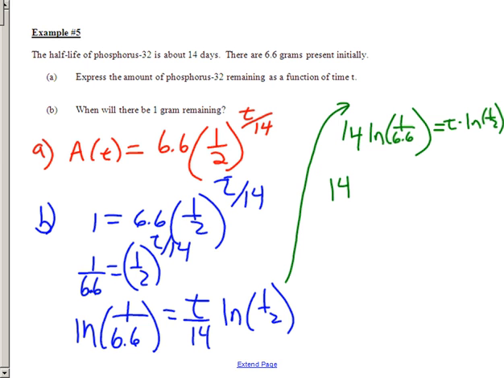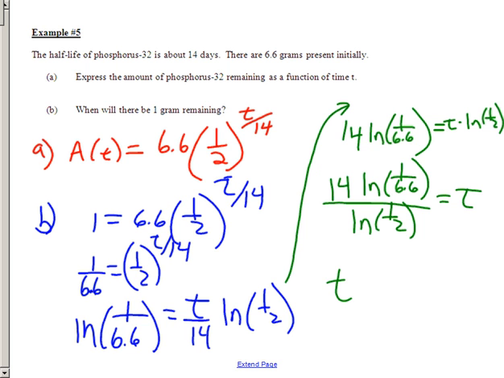14 times the natural log of 1 over 6.6, and divide that by the natural log of 1/2, and you will get t. So the value of t is 14 times the natural log of 1 divided by 6.6. Okay, and then I'm going to divide that by the natural log of 1/2. And we get 38.115. Everything's in terms of days, so this will be days, not years, okay?